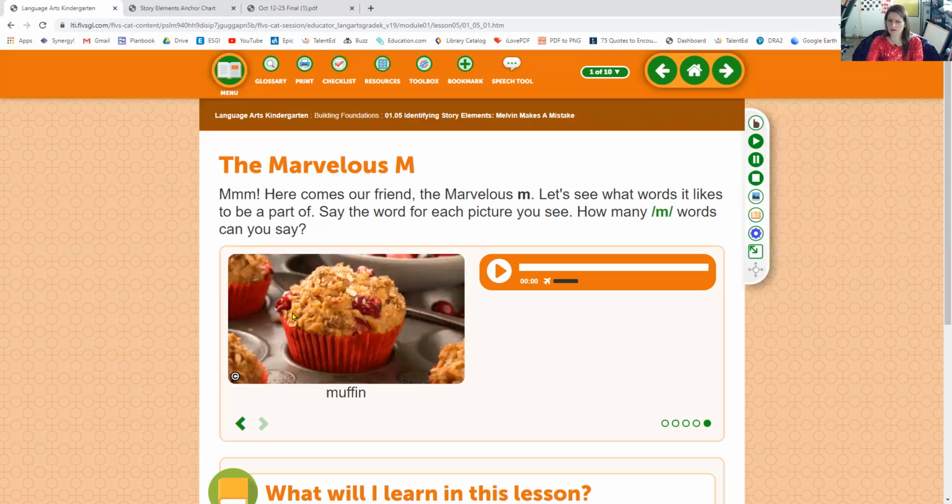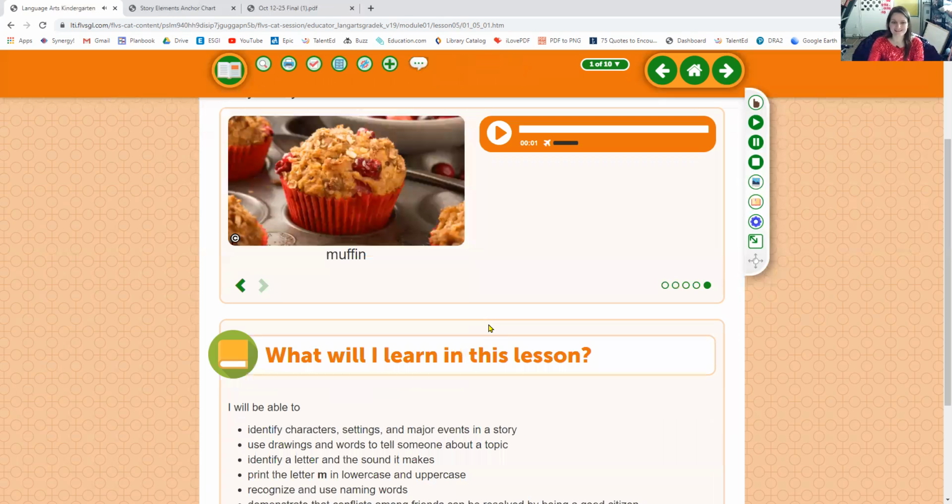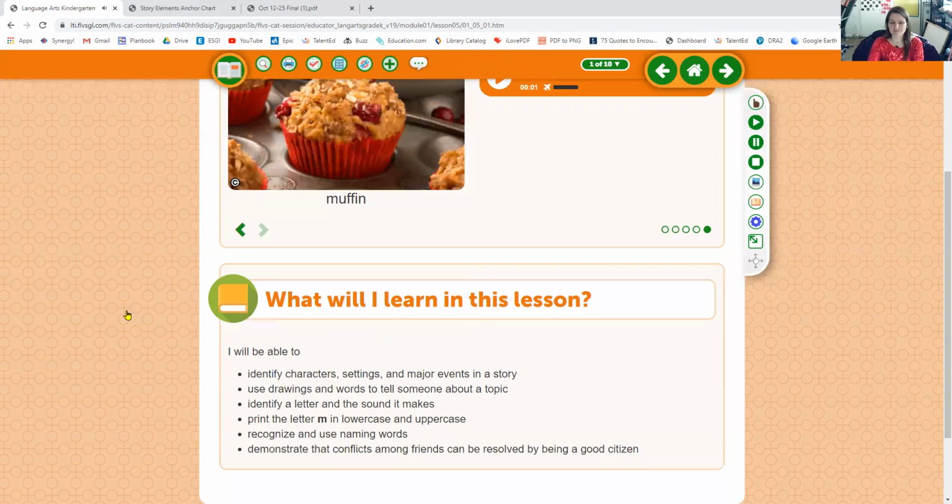Oh, not a cupcake, because we're learning about the marvelous M. What would we call that food? Muffin. Oh, I like that answer. Let's see if we're right. Muffin. And that is correct. All right. We went through that already. Come on, computer, you're a little slow.